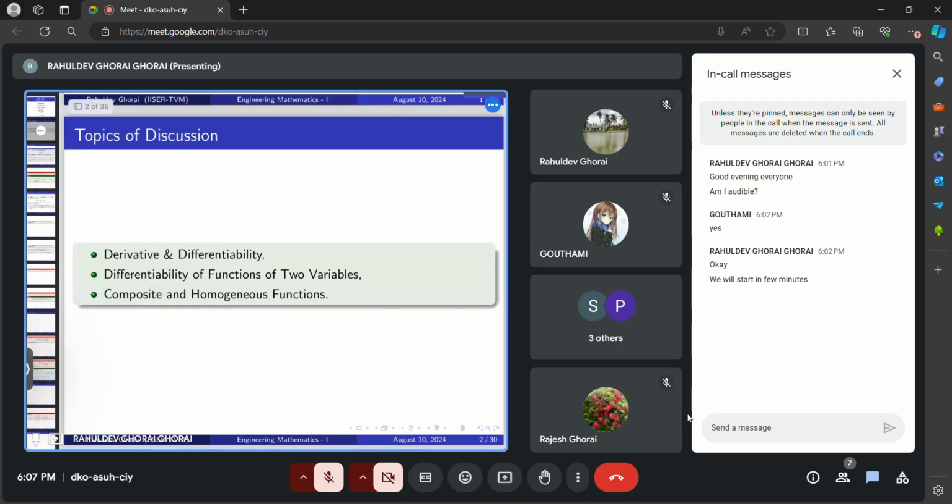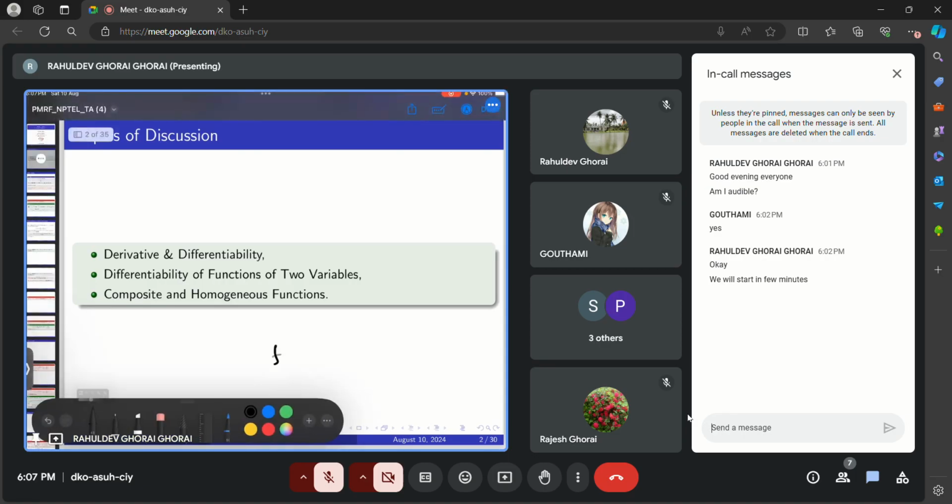Mainly, in the previous class we did the continuity of the two variable functions. How to do it? We show that if you go through different paths and the values are different, then you don't get continuity, and it will be discontinuous.